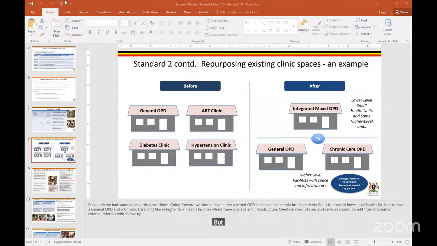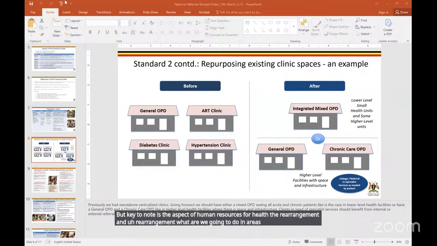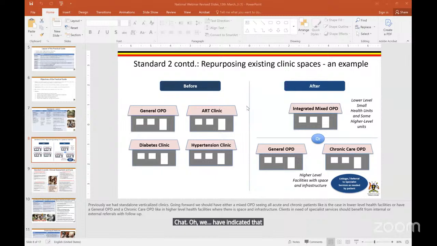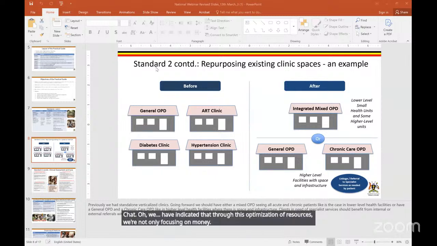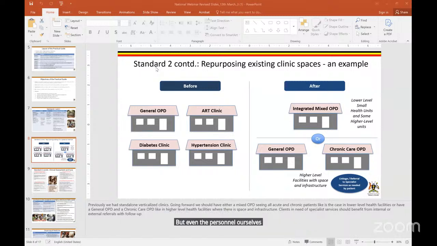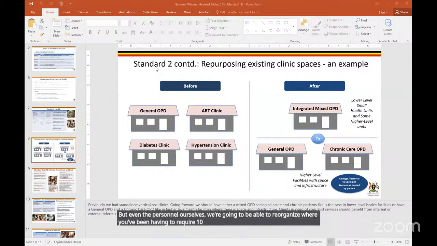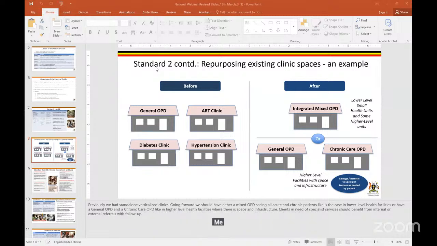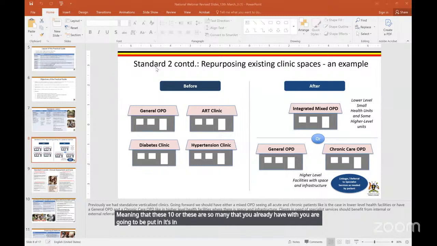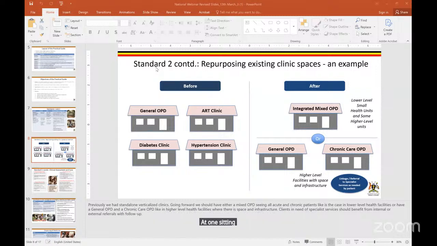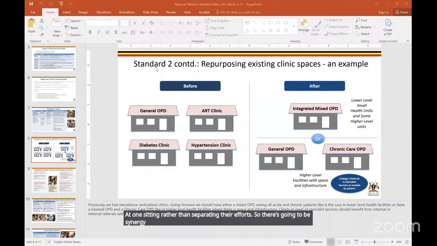But key to note is the aspect of human resources for health, the rearrangement, and what are we going to do in areas where we're having low staffing levels. Chair, we have indicated that through this optimization of resources, we're not only focusing on money, but even the personnel ourselves, we're going to be able to reorganize. Where you've been having to require 10 sets of healthcare workers to run vertical services, you're going to use those same 10 healthcare workers to run several clinics in the same setting, to deliver this service at one sitting rather than separating their efforts.